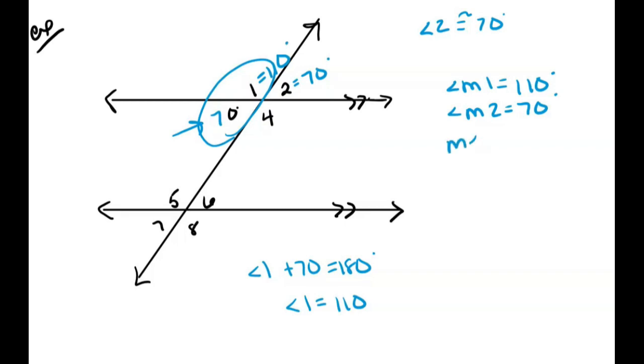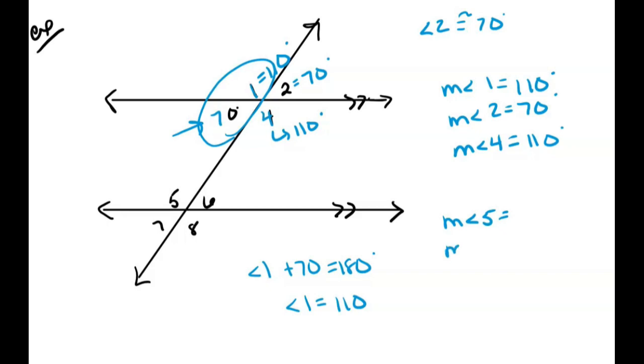So guess what the measure of angle 4 is? The measure of angle 4 has to be the same as 1 because they're vertical angles. So the measure of angle 4 is also 110. All right, that wasn't too bad. That was applying information from last section. But now we have to jump to this next part. So how do we know 5, 6, 7, and 8?